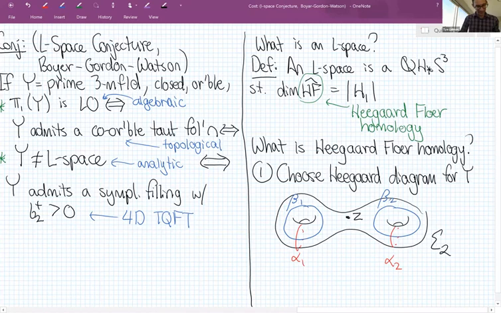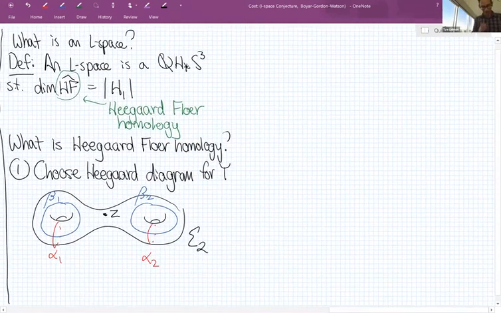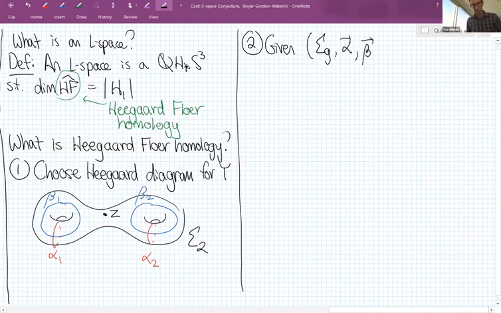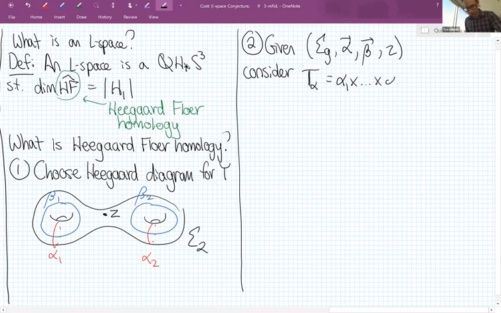And then from this data, we're going to build our invariants. So given our Heegaard diagram, let's say sigma G, and then this collection of compressing disks or boundaries of compressing disks alpha and beta, and this base point Z, we consider 2 tori. I'm going to call one T alpha. It's just the product of all of the alpha curves. And another one T beta, which is the product of all the beta curves.